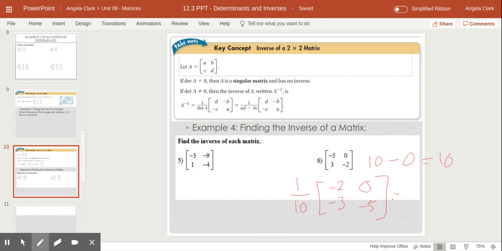And then I just distribute that 1 over 10 and simplify if I can. So negative 2 divided by 10 is negative 1 over 5. 0 divided by 10 is still 0. Negative 3 divided by 10 doesn't simplify. Negative 5 divided by 10 is negative 1 over 2. So this is my inverse. And that is how you find an inverse of a 2 by 2 matrix.